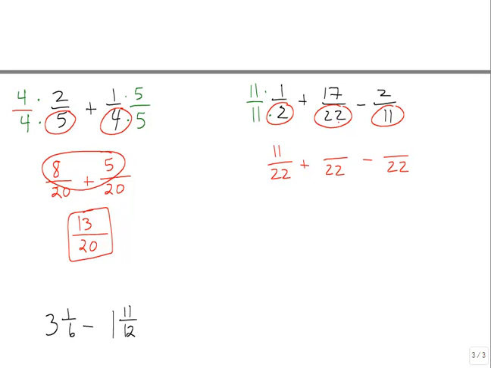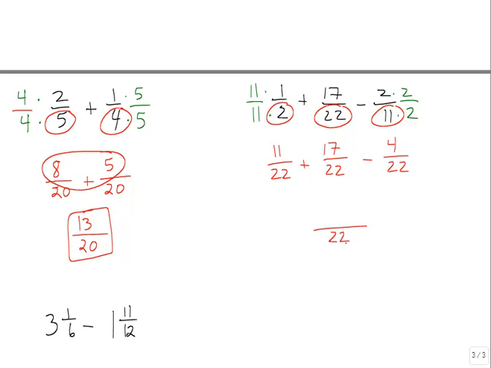Now if we look at the middle fraction, it already had 22 in the denominator, so I didn't have to change anything. So I don't want to change the numerator, it's going to stay 17. Then for the last fraction, to go from 11 to 22, I have to double it. I have to multiply it by 2. So I have to double or multiply by 2 the top as well. So the new top is 2 times 2, or 4. So now they all have a common denominator.